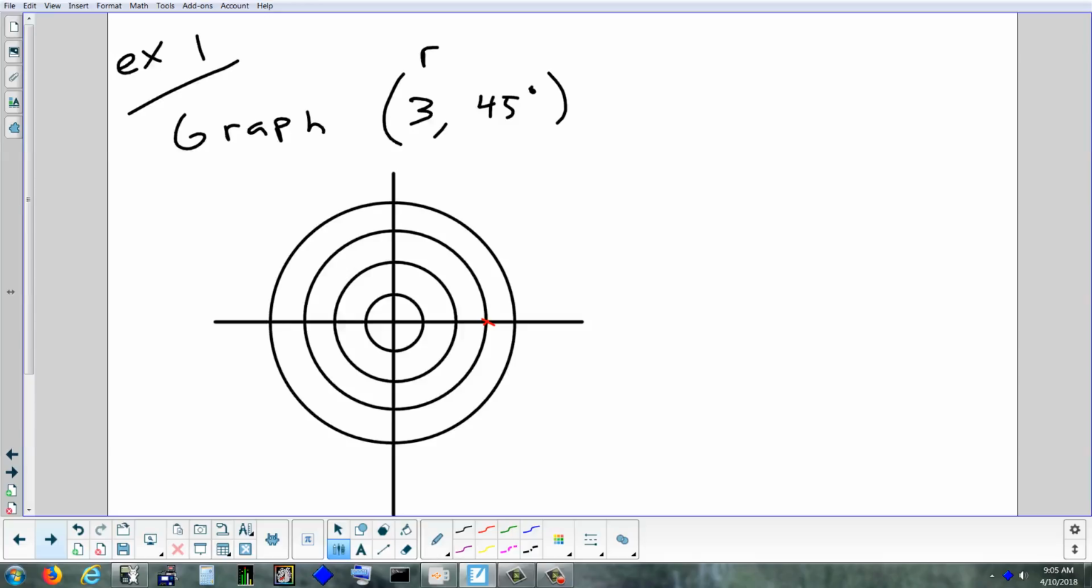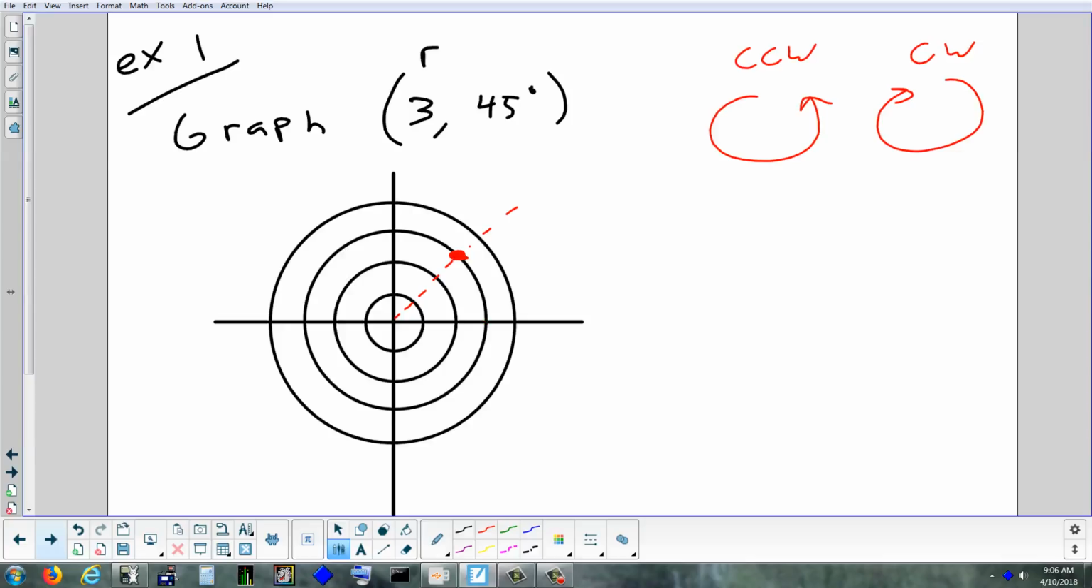Counterclockwise. Okay, just to clear this up. If you're going that way, that's counterclockwise. If you're going that way, that's clockwise. Okay. So counterclockwise, 45 degrees. Just try to make it as accurate as you can. This one should be right in the middle. So if you want to draw that dotted line to help you, you can. You don't need to. And there's your point.